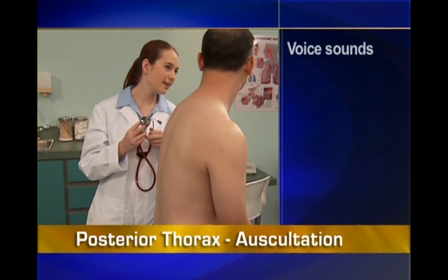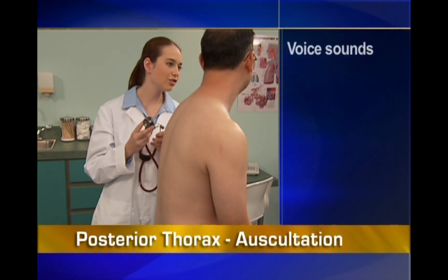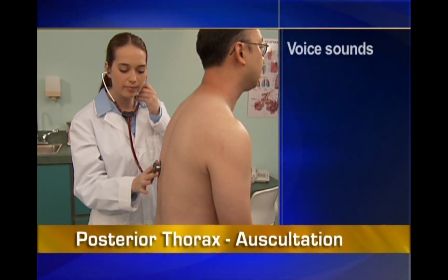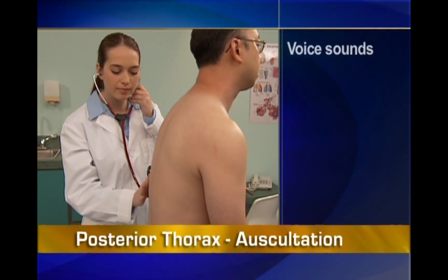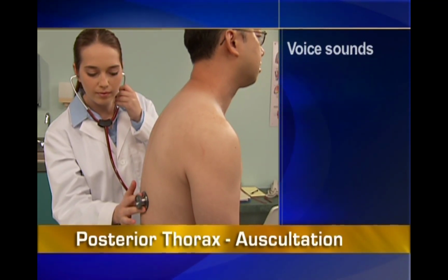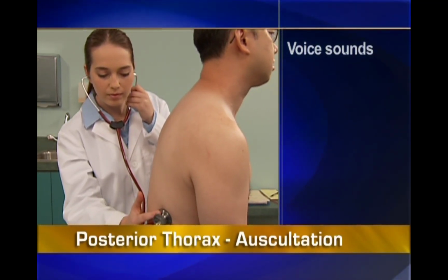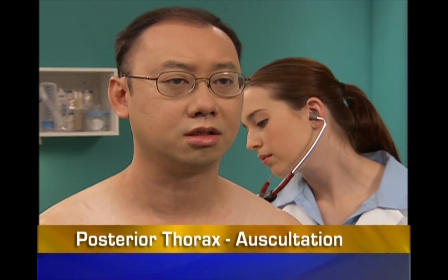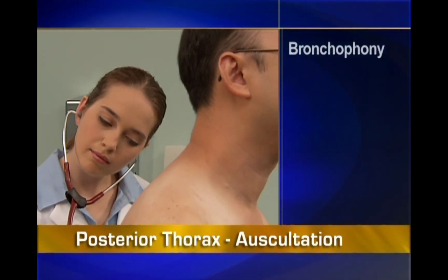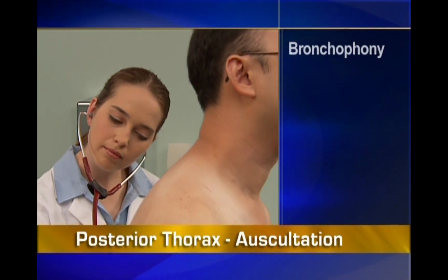Now I'm going to have you say 99 every time my stethoscope touches your back. If you suspect a lung problem, auscultate for voice sounds as the person repeats certain words or sounds. First, ask him to say 99 as you listen with the diaphragm of the stethoscope. His voice should sound soft, muffled, and indistinct. If you can auscultate the word clearly, bronchophony is present.